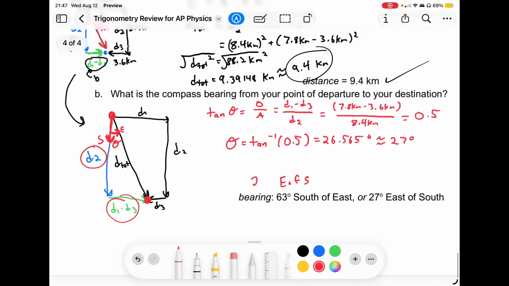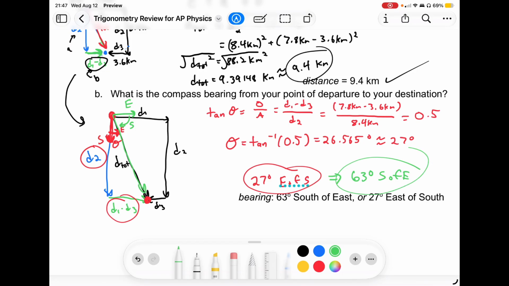And again, this is 27 degrees east of south, right? Because we started south and then we went east of that. We could have also started going to the east and then went south of that to get over to our overall vector, right? And that would have just been 90 degrees minus our original angle, right? So this would be 63 degrees if we're going south of east. And those are both the correct answer. It just depends on where we're starting from, whether we start from east or whether we start from south.